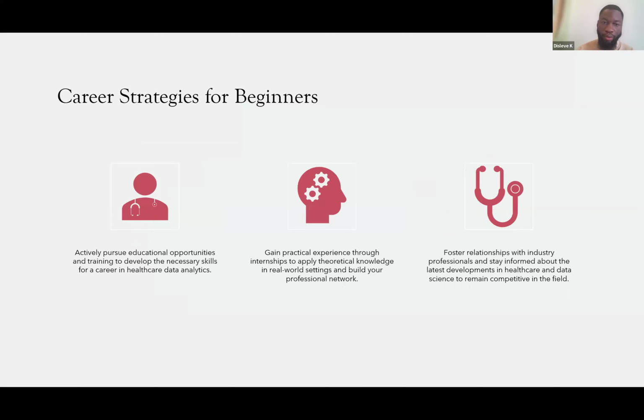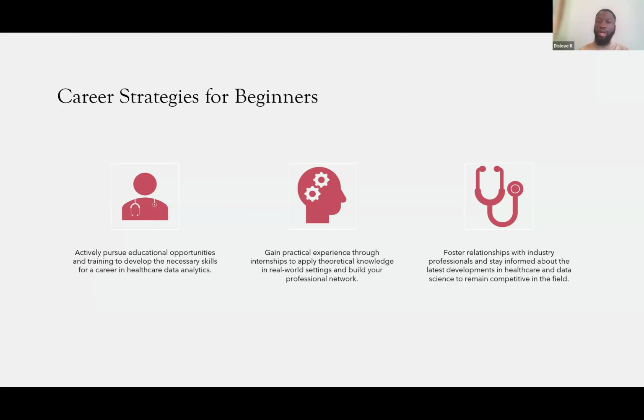Career strategies for beginners. As a beginner starting into healthcare data, I think the first step should always be you have to be a person who wants to learn, especially in the data world. We have new tools basically every day, especially with AI. We all know how AI is constantly advancing, and it's advancing at a faster rate than we can process the information. There's so much information out there in the world and different ways to collect information now.